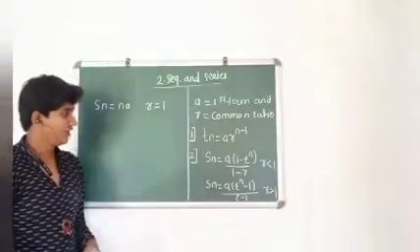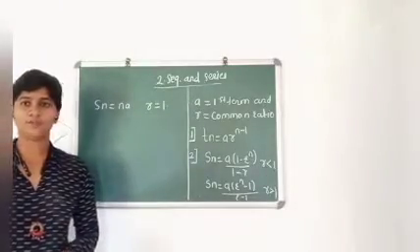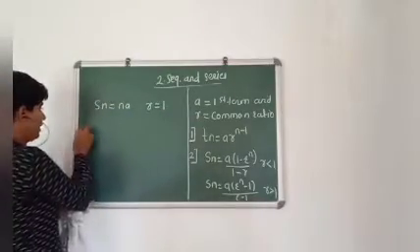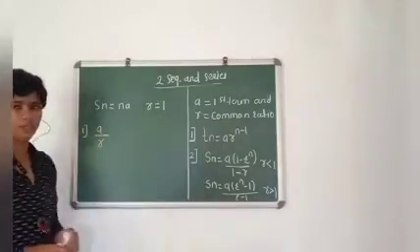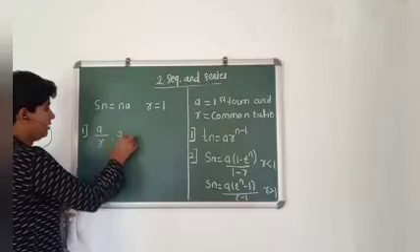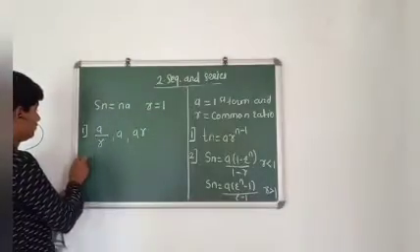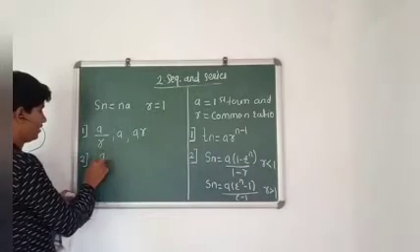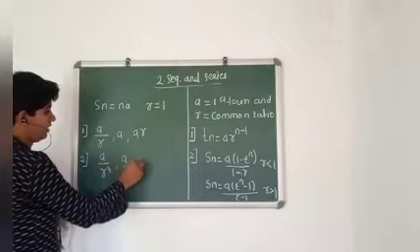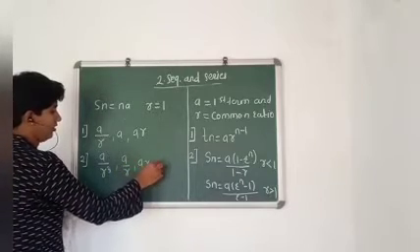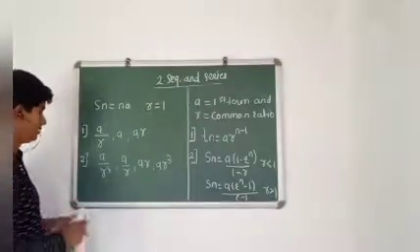Now, if we take 3 terms, 4 terms and 5 terms in a geometric progression, then we write the first 3 terms as A by R, A, A into R. Now the 4 terms in geometric progression are A upon R cube, A upon R, AR and AR cube. These 4 terms are in a geometric progression.